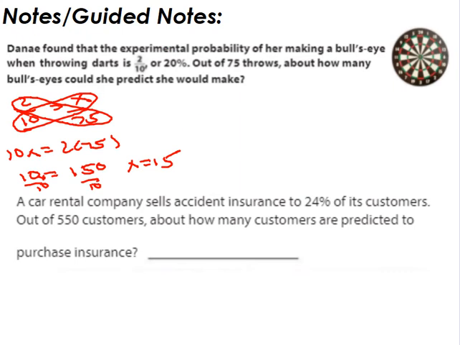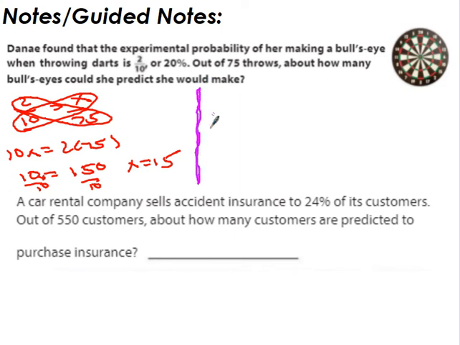However, I'm going to show you probably a way that I think you're going to like a little bit more than that. So we know that the prediction is 15. So we're making predictions. I can always set it up where my ratio of how many she gets bullseye is equal to x over 75 to predict. That's how we've been making predictions with a lot of stuff all school year.